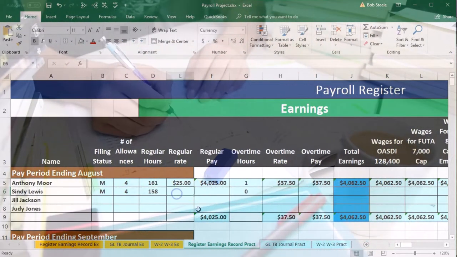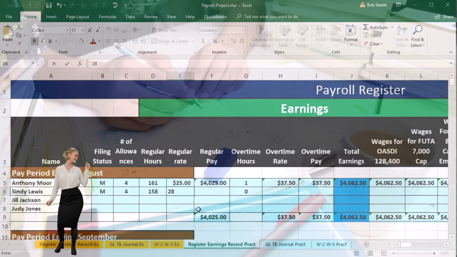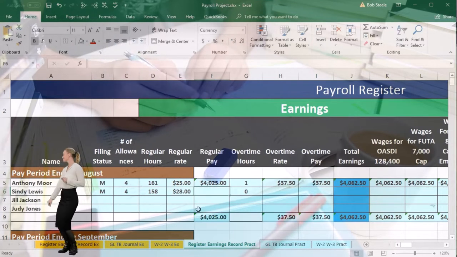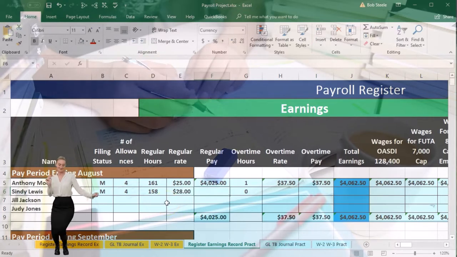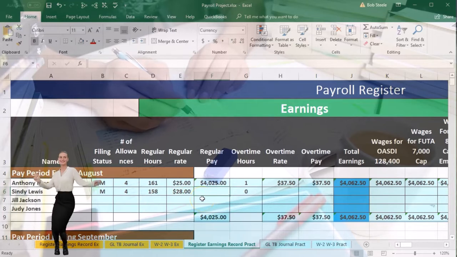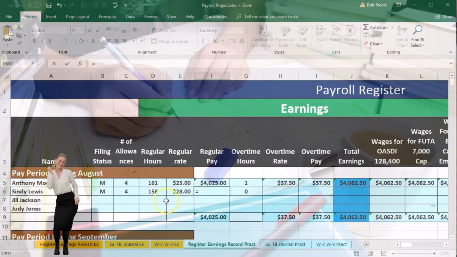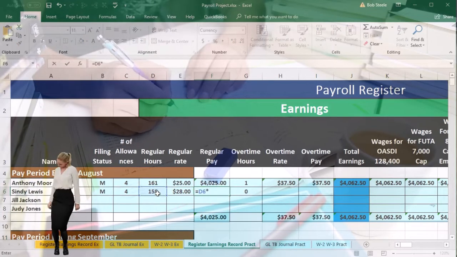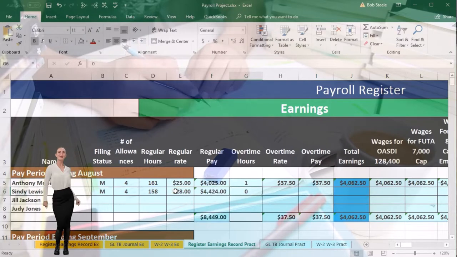Her pay rate, which we would get from the agreement when we employed her, is the $28. And then if we multiply this out, I'm going to do this a little bit faster this time. It's going to be the 158 times the $28 in F6. So this equals the 158 times $28, tab.